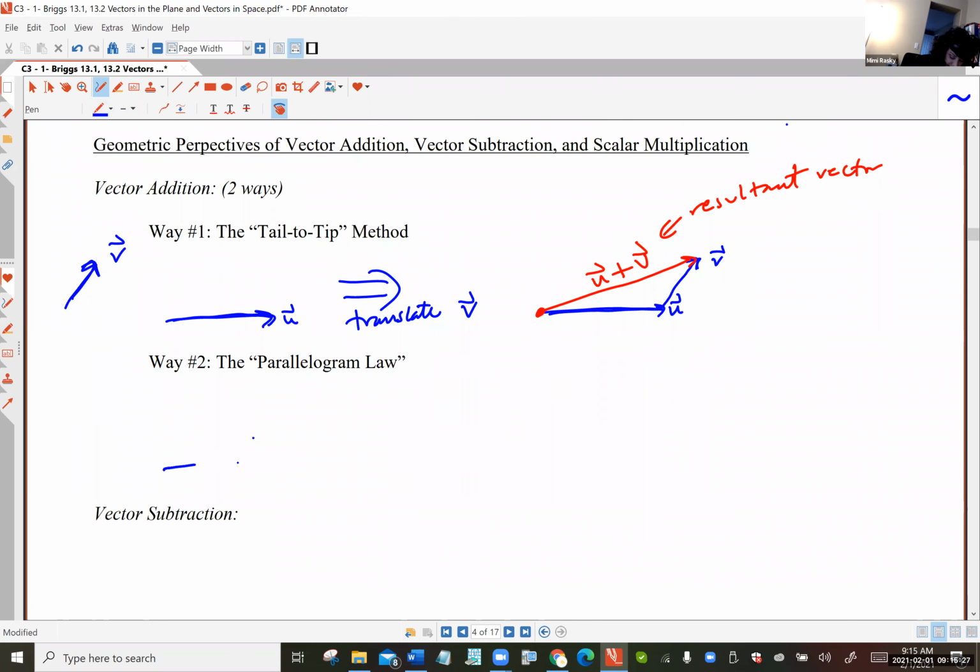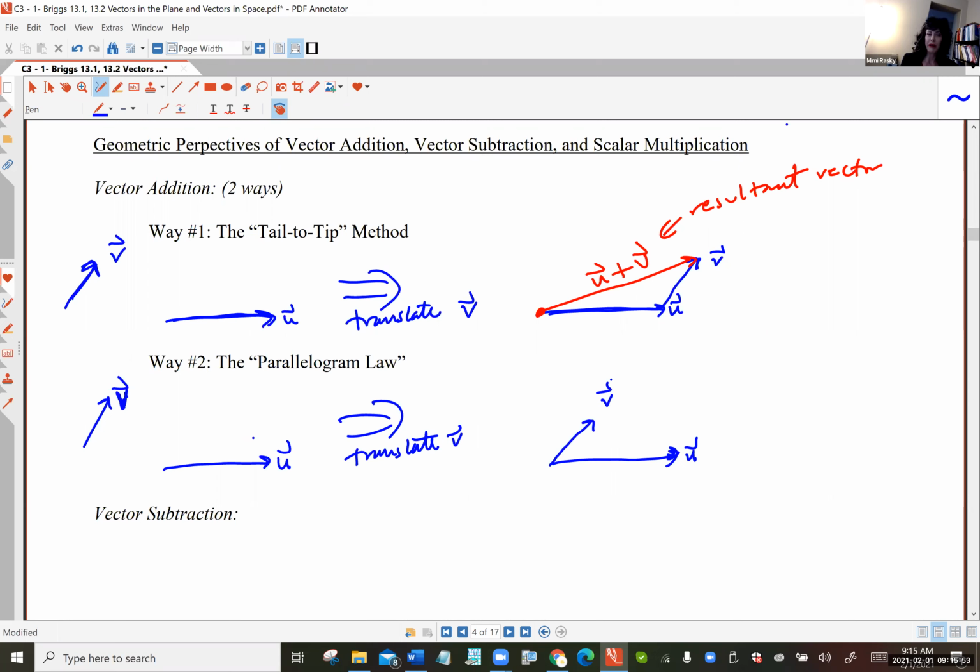So let's just say here's U, and here's V way over here. And somebody says, hey, add U and V together. You're going to translate V again, but this time, let me redraw U. So there's U again, just lying flat. I'm going to translate V so that both their tails touch. And now what does this have to do with parallelograms? They call it the parallelogram law. Imagine that these two vectors are adjacent side lengths of a parallelogram, so I'll draw the other two missing sides.